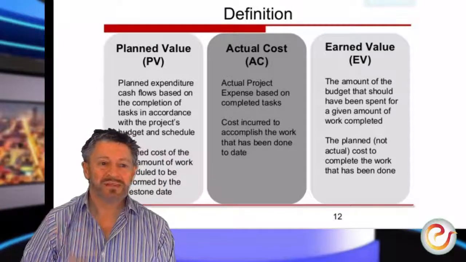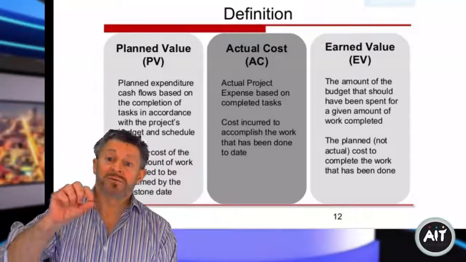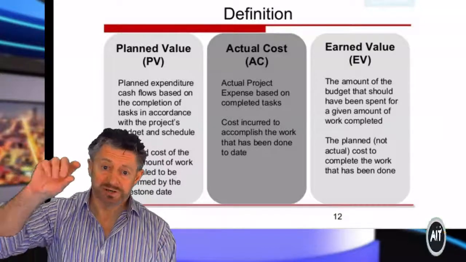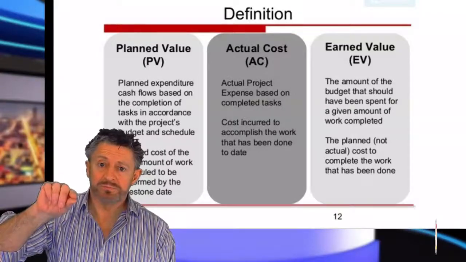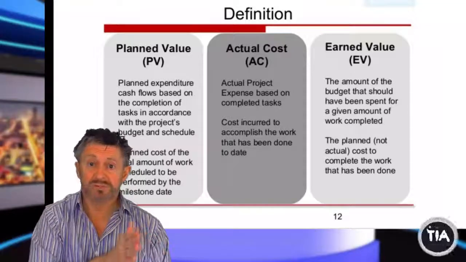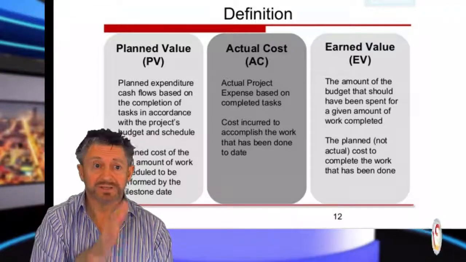Okay, the actual costs, expenses based on completed tasks. So after 1 month and 2 weeks, 6 weeks into the project, I can see how much I've spent already and what work has been done. That's done. It's complete, and you can't change it. It's done. Okay, that's the actual cost.